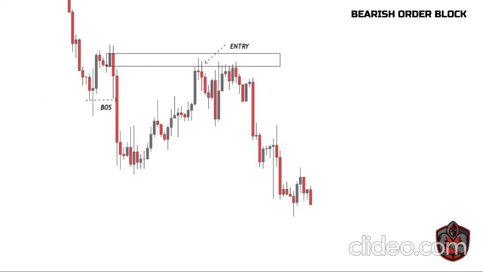Now, a bearish example right over here. This was the last low. Price broke through this low, showing a continuation in trend, right? And as you can see, this was a very rapid move right after this last candle. So we would mark out the open to the close, right? Wait for price to pull back to fill in any imbalance and mitigate the open of that candle.